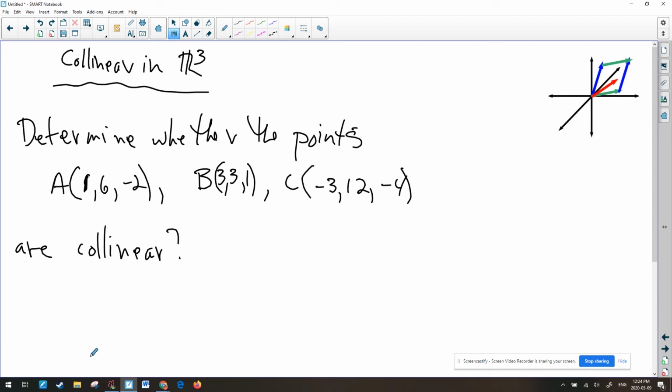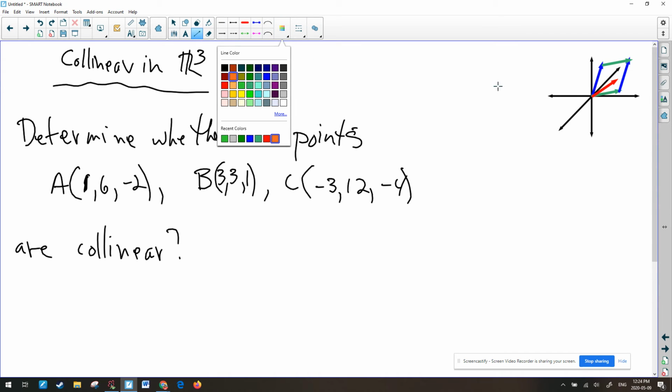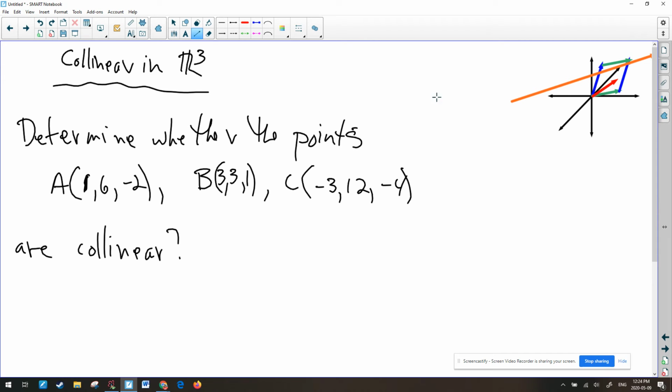Okay, so we want to know whether they're collinear, and what that means is basically, do they lie on a single line? If we took some random line in 3-space, what we're asking is, do all 3 of these points reside on the same line? That's a bit more of a challenge to think about, and I would encourage you to think about how we might demonstrate that.